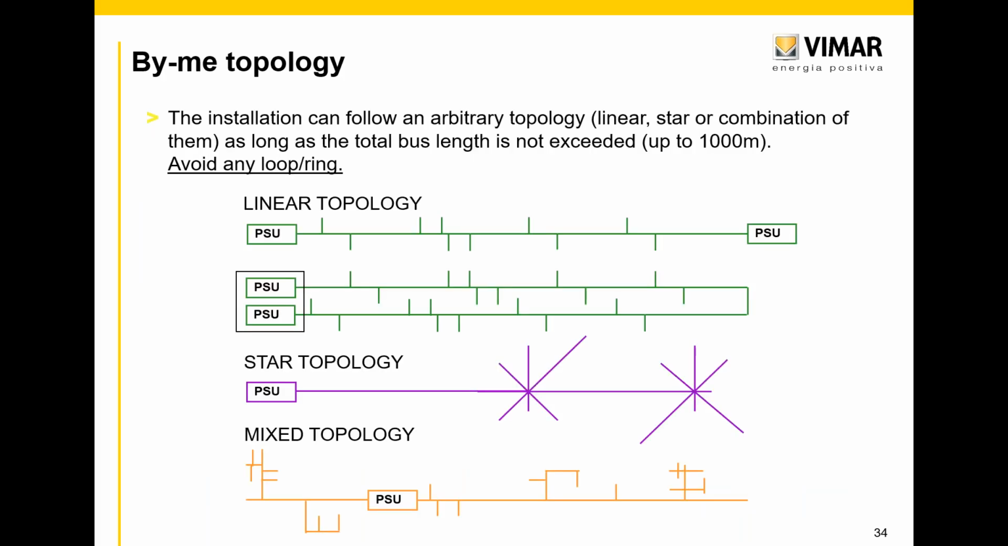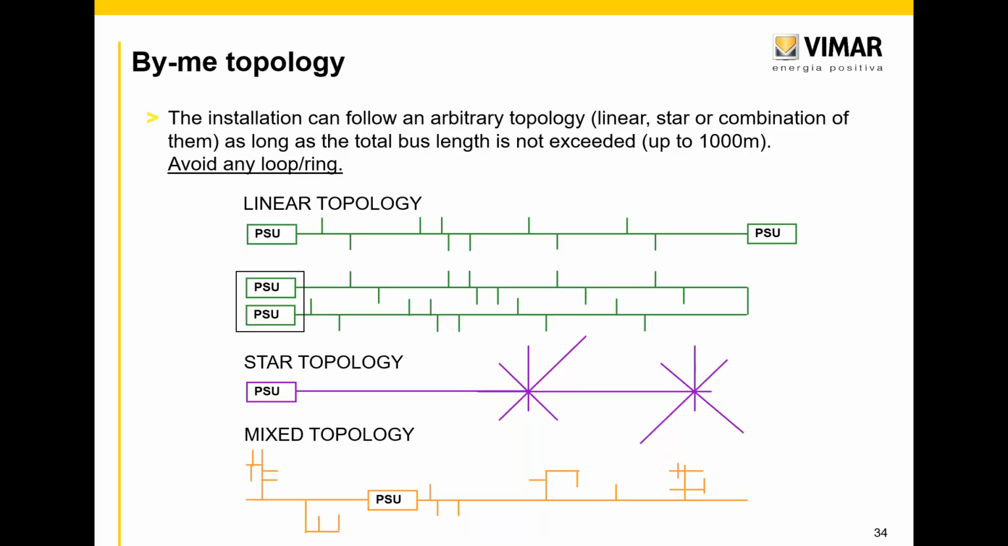So, a little bit more specific on topology. By ByMe topology, we are talking about distances around 1000 meters total cable length. Just avoid any loop or ring. We can use, for instance, the linear topology with the 2 power supplies at the end of the line, with in-out connection or just a backbone.